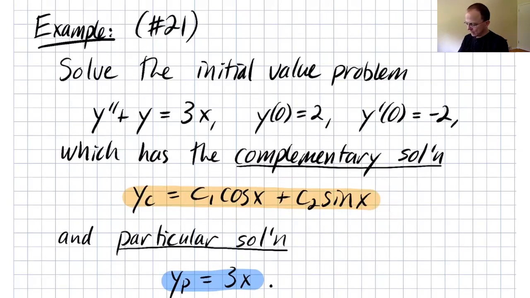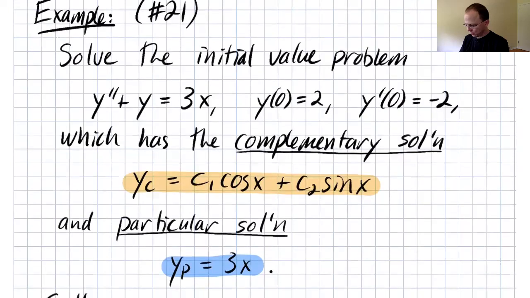And a particular solution is this one, 3x. We can check that if we take the derivative of 3x twice, then we get 0. The first derivative is 3, the second derivative is 0. So we would get 0 plus 3x, and that equals 3x. So that is definitely a particular solution of the differential equation.